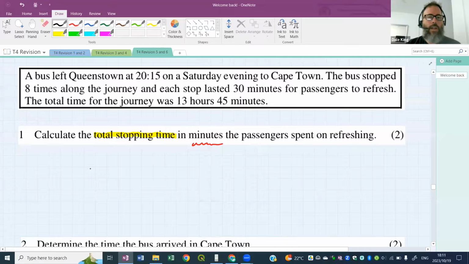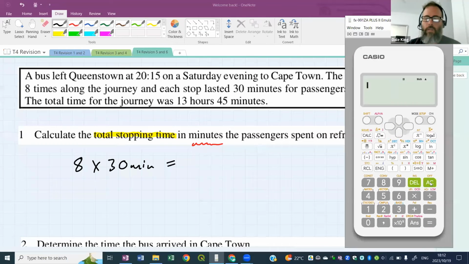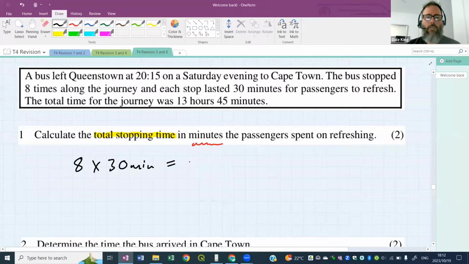All right, let's work this one out. Calculate the total stopping time in minutes the passenger spent on refreshing. So we got 8 times that they stopped. Each one was 30 minutes. No time writing the units down. And we can get the calculator to help us with that. So 8 times 30 is 240 minutes. Right, we're not going to change this into hours because the question wanted us to work in minutes. All right, nice and easy. 2 marks in the bag.